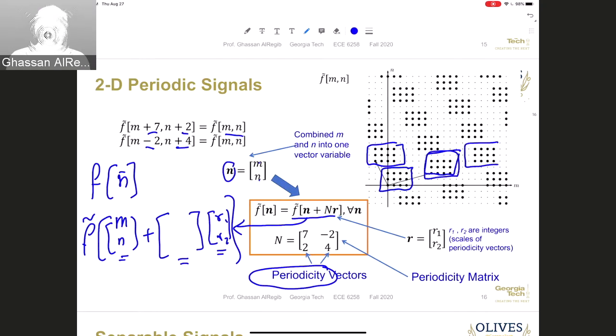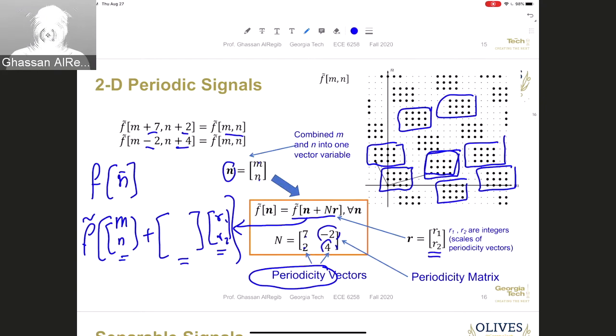Am I at this copy? Am I at this copy? And so on. So which copy am I at? This is basically the purpose of these integers, R1 and R2. And we need two of them because that will scale both vectors in this case. So the periodicity vectors in here are defined by our periodicity as in the previous slide. So we have 7 and 2, and we have negative 2 and 4.